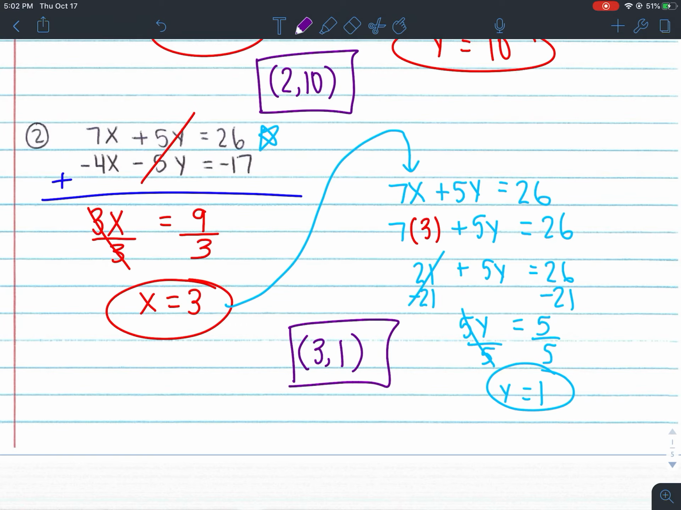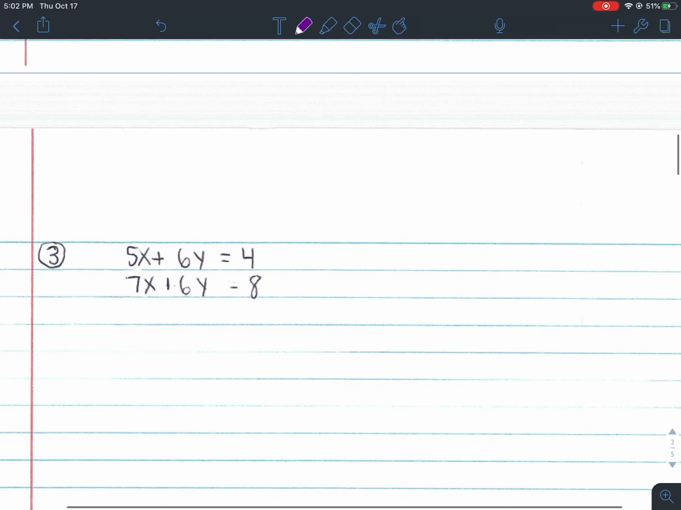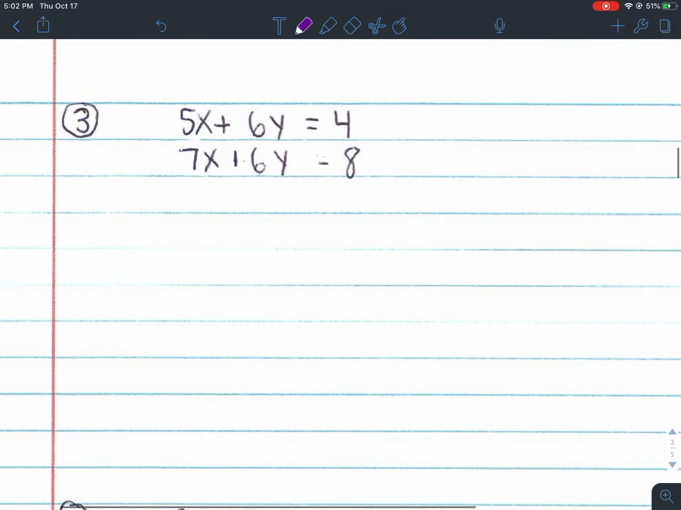Now, how can you check this? You take your point and you plug it back into one of your equations. So you can plug it into the first equation or the second equation, and if both sides equal each other, then you got it correct. Just like with substitution, we can check with these. All right, moving on. Number 3.